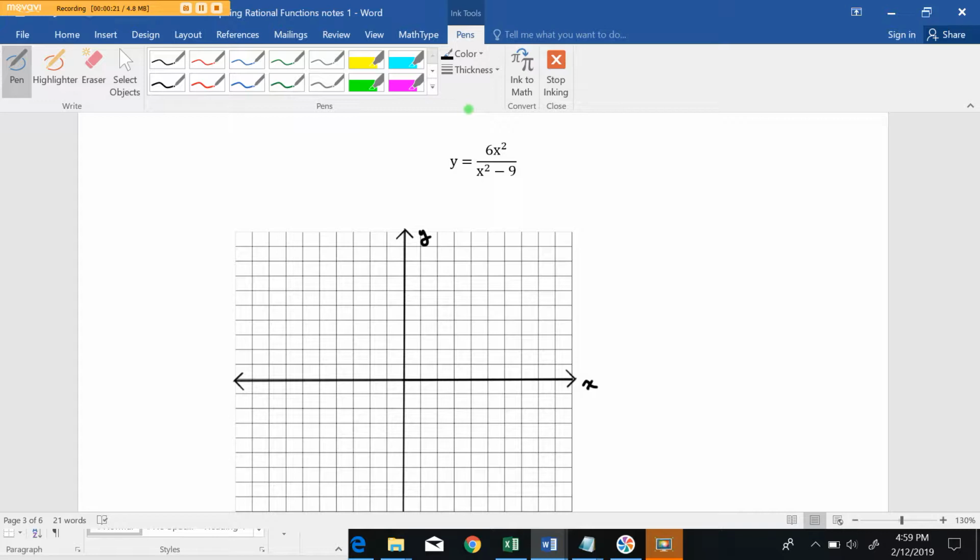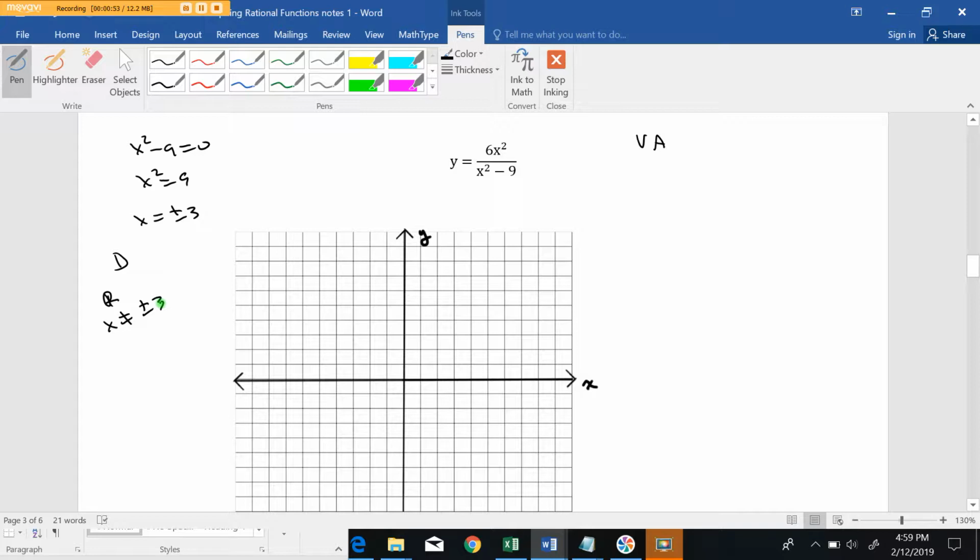So first of all, let's talk about the asymptotic behavior. Let's talk about vertical asymptotes first. This function will go undefined anytime x squared minus 9 is equal to 0. If you solve that for x, you get x equals plus or minus 3. So these are values that this function is not defined for. So the domain is all real numbers except x cannot equal plus or minus 3.